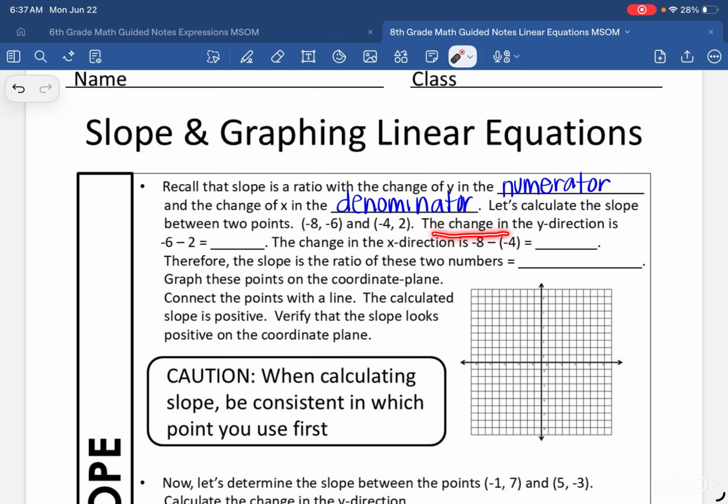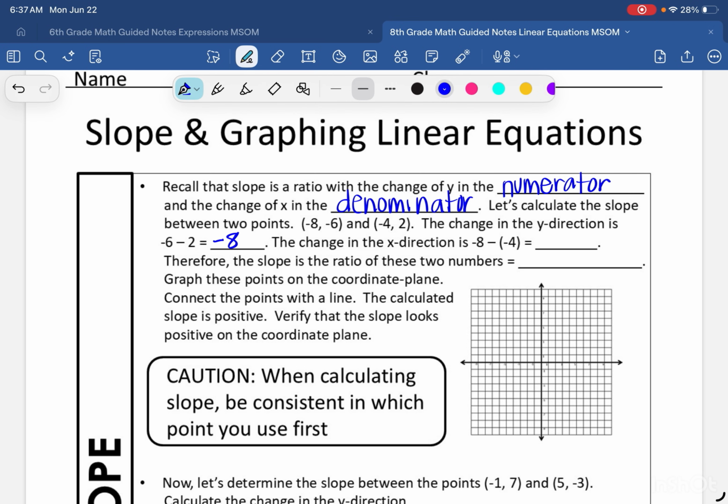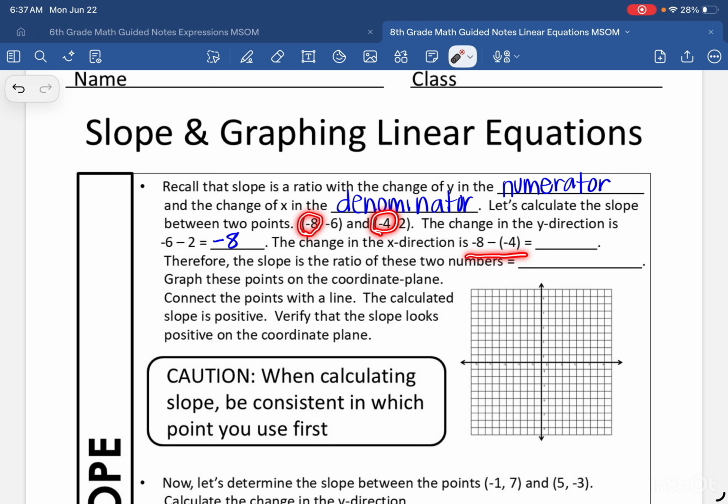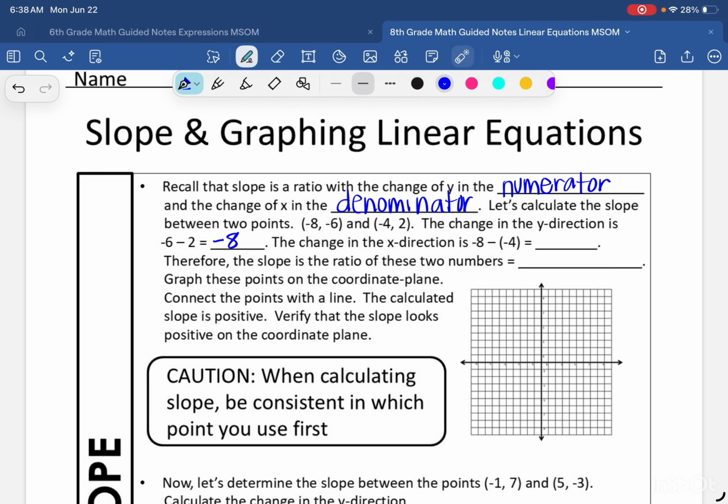The change in the y direction is, and I'm taking this y point right here, minusing this y point right there. So I'm going to say -6 minus 2. So -6 minus 2 is a -8. Now I did this point right here first, so I'm going to do this point first when I figure out the x direction. So -8 minus a -4 right here. -8 minus a -4. And that's the same as -8 plus 4. So -8 plus 4 is a -4.